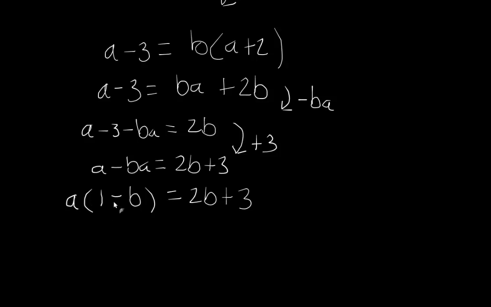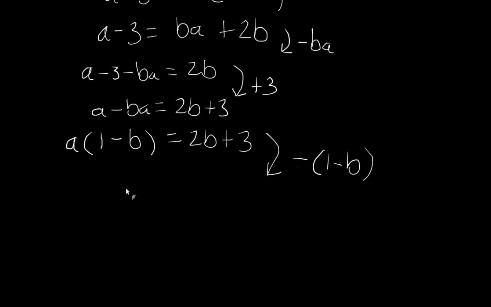a times by that. And then the final bit, and this catches people out a little bit as well, is, well, how do I get a on its own? Well, at the moment we've got a times this bracket, so we're just going to divide by the whole bracket. So we'll just divide by 1 minus b. And that will end up with a equals 2b plus 3 over 1 minus b. And there you go, we've managed to get a the subject.